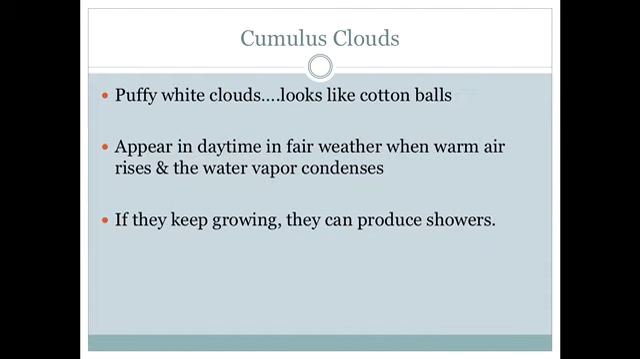Cumulus clouds. These are puffy white clouds. They look like cotton balls. These appear in daytime and fair weather when warm air rises and the water vapor condenses. If they keep growing, they can produce showers. What does it mean by growing? Growing means that they are getting taller or wider, meaning they have more water vapor in them.